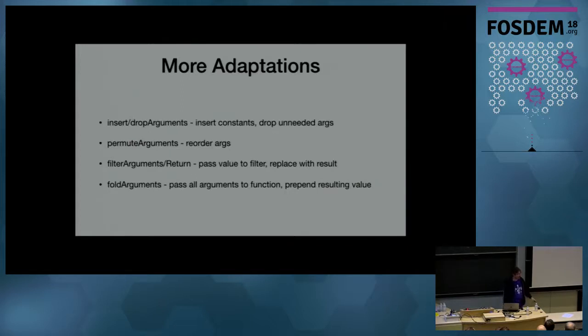So there's lots of other adaptations. Obviously, I don't have time to get to all of these here. But we can insert arguments. We can drop arguments, reorder them, depending on how we're adapting different APIs together. We can filter the arguments or the return value. So for each argument, pass it through some function, take the result of that, and make that the new argument at that point. We can also fold all of the arguments together, pass them to a function, calculate something, and then the result of that becomes a new argument. So all along the way, moving arguments around, making calls, accessing fields, and essentially building a tree of logic out of all of our method handles.